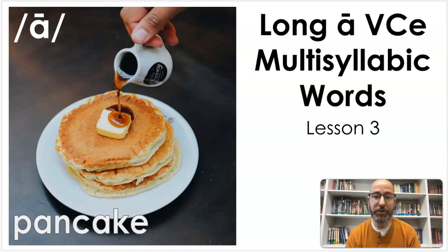Now, in lessons 1 and 2, we mostly looked at monosyllabic words. That means words with just one syllable. And for this lesson, I want to move into words that have more than one syllable. So these words may have 2 or 3 syllables. And so I want to work on reading those words when we come across them when we're reading.